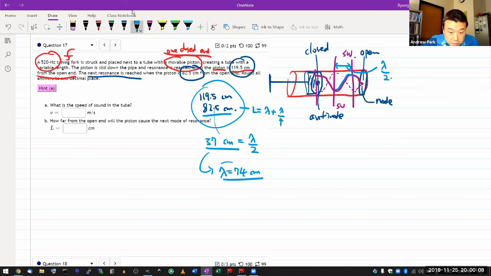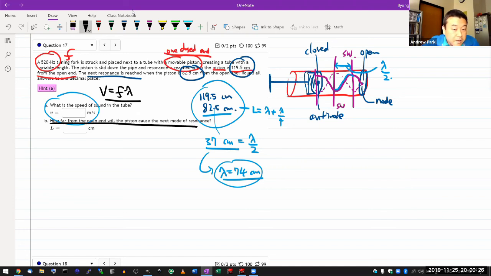So you have the wavelength, you have the frequency. For the wave speed, you use this trusty relationship: wave speed is frequency times wavelength. So plug in the numbers, and you get the wave speed. And how far from the open end will the piston cause the next mode of resonance? Well, it's got to be this plus another half of a wavelength. Do the calculation, and that's going to be 156.5 centimeters. So good.